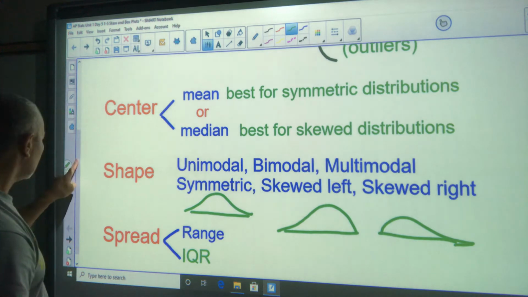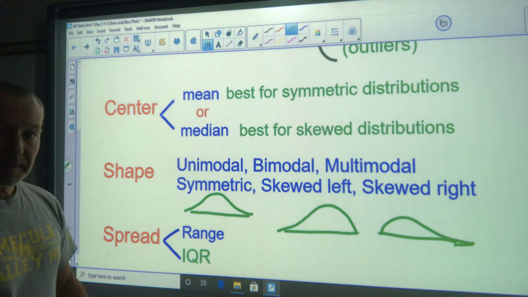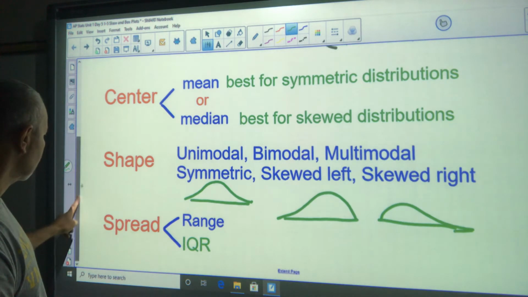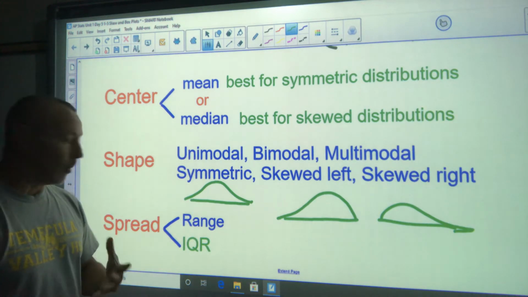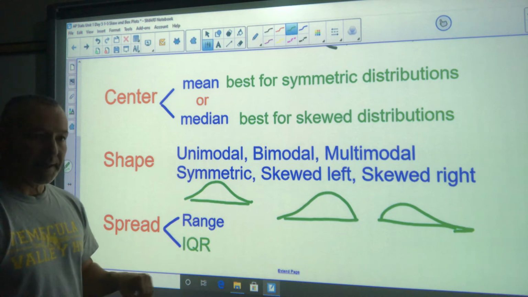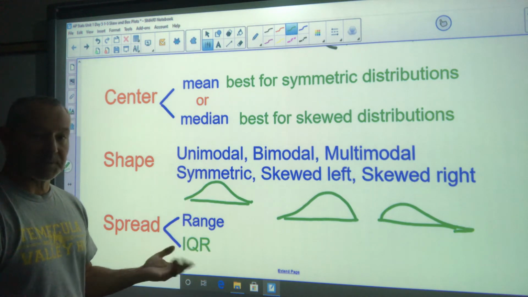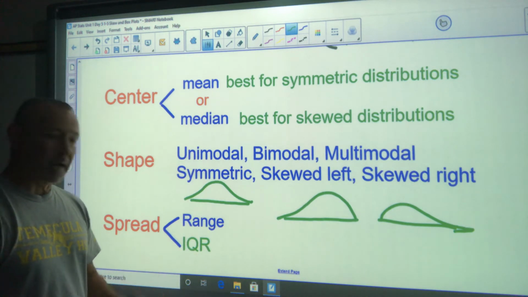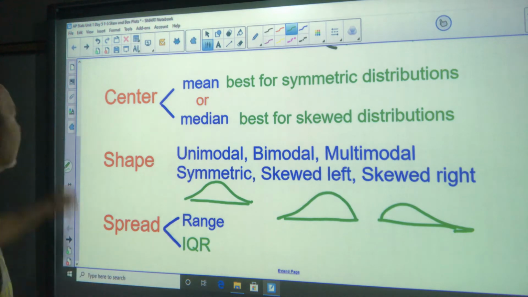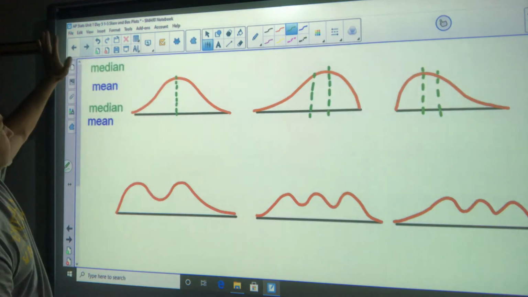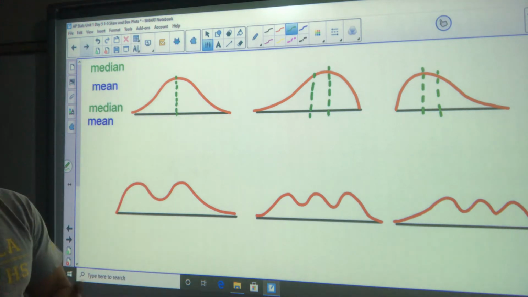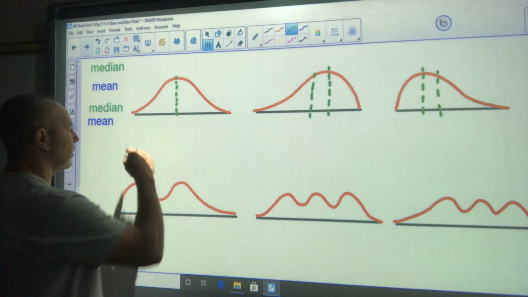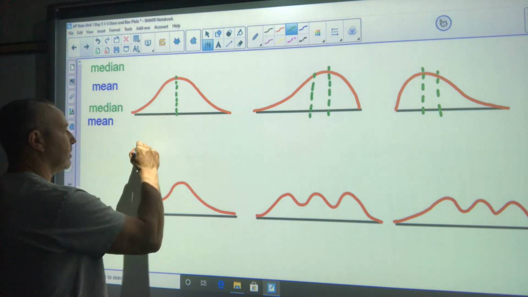All right? We talk about spread. We usually talk about the range or the IQR, okay, or both of them. In a box plot, we have the range, and we also have the interquartile range, which is just another kind of range. So we talk about both those ranges. Okay, this distribution here, we have the two different qualities. This is unimodal, has one lump.